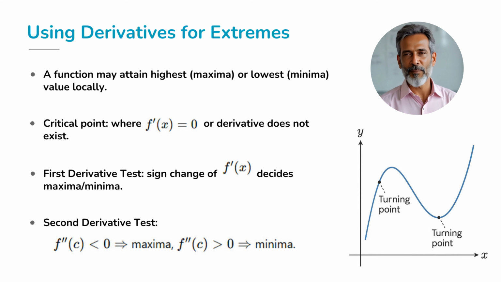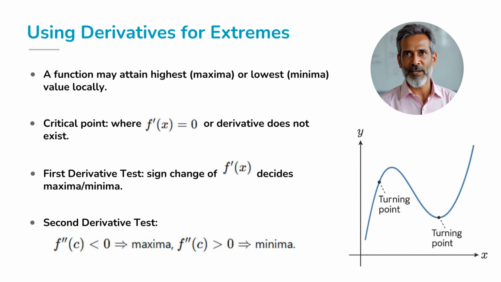Functions can rise like mountains or dip like valleys. To detect these, we check critical points where derivative equals 0. By the first derivative test, if slope changes from positive to negative, it's a local maximum. If slope changes from negative to positive, it's a local minimum.